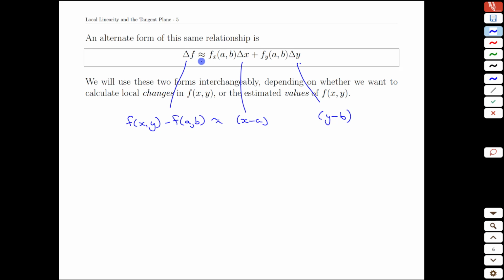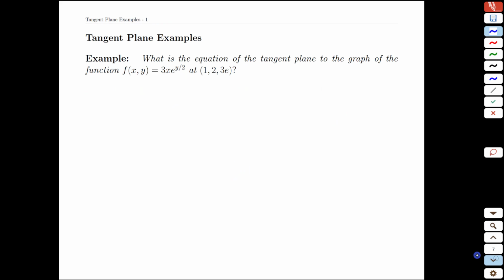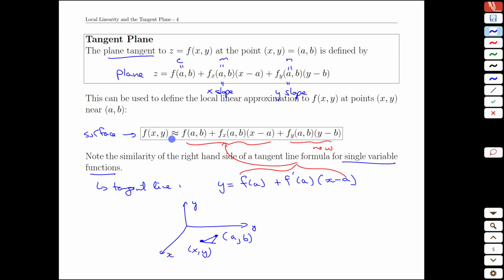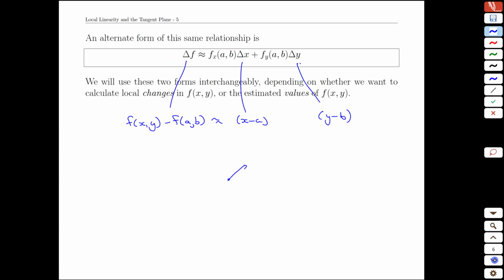Depending on the scenario, it may be more convenient to use this form or to use the formula from the last page. It really boils down to what we're trying to compute. Do we want to know how much f has changed by? In other words, how much have we gone up in our heights? Or do we want to compute the actual new height? What is the value of our surface at that new x and y coordinate? Again, both formulas have all the same contents. It's just a little different packaging, and it just might save you a step or two to use one instead of the other.